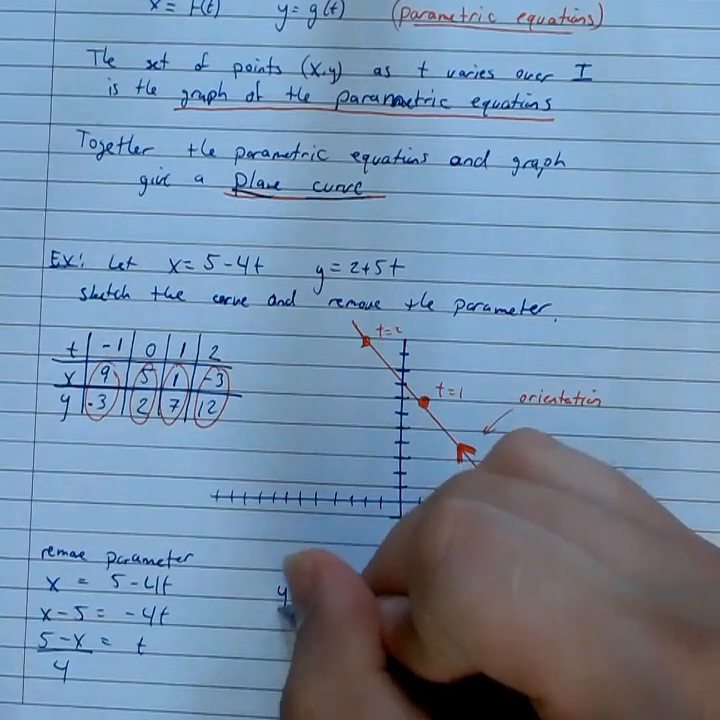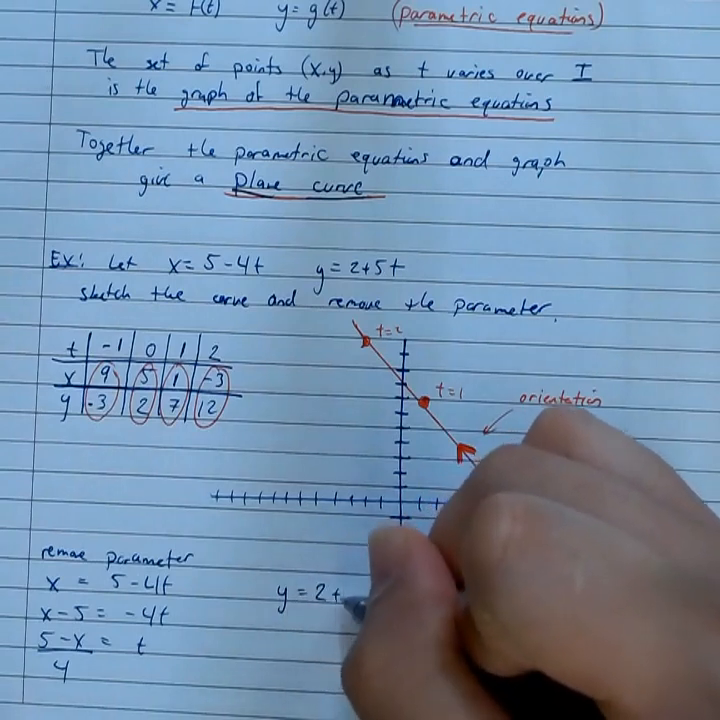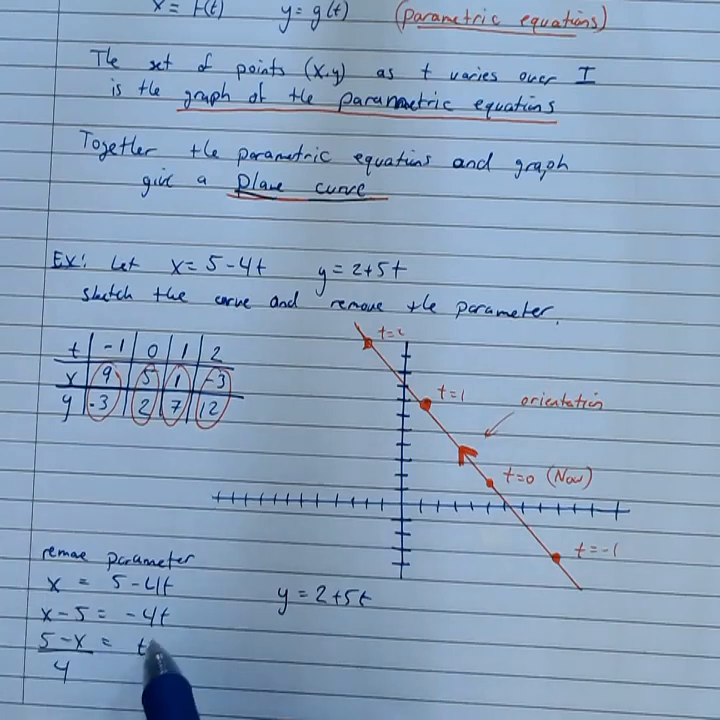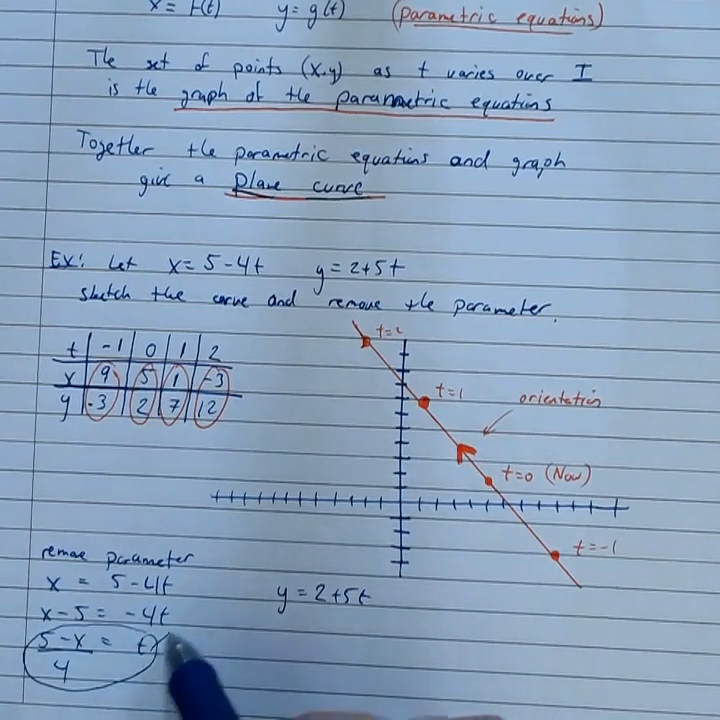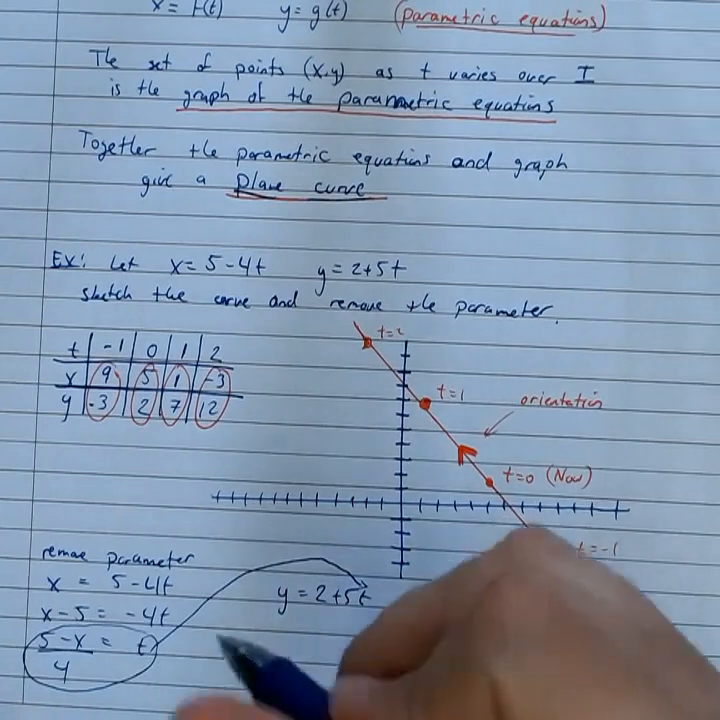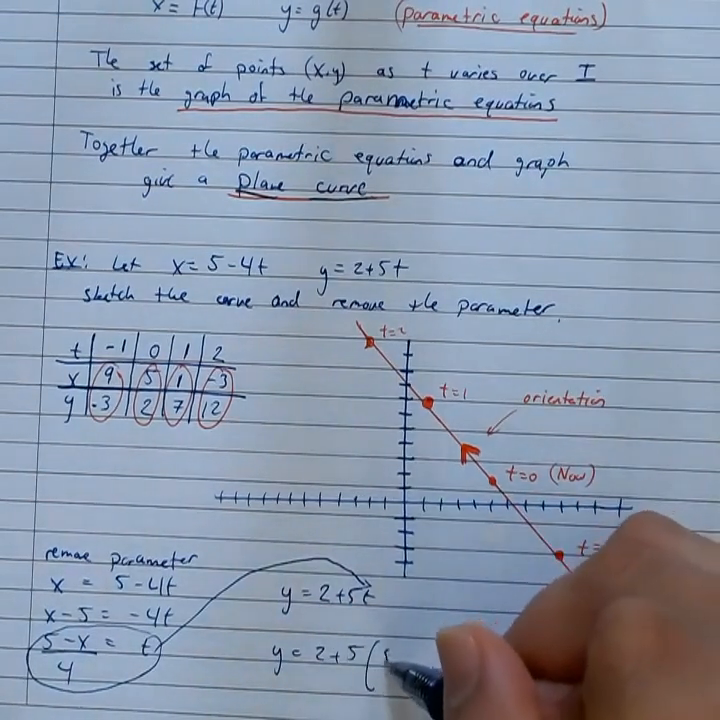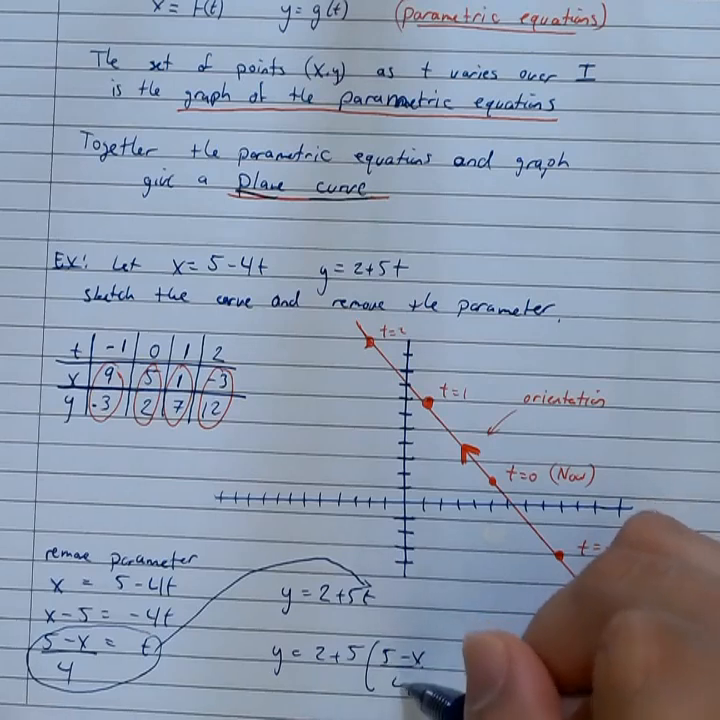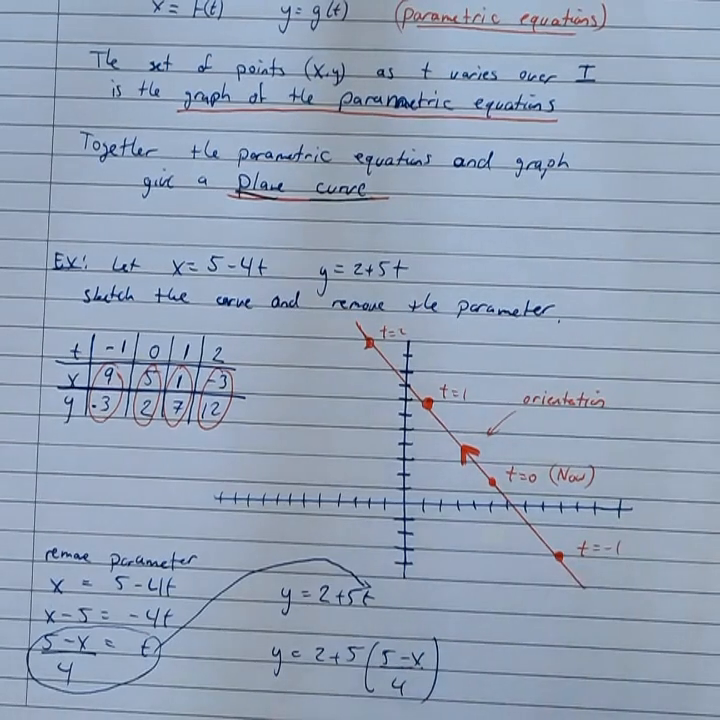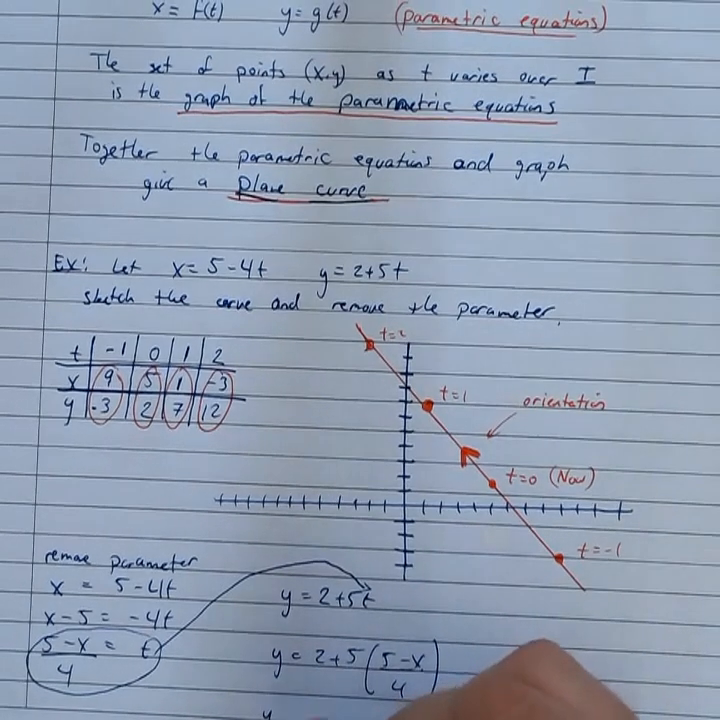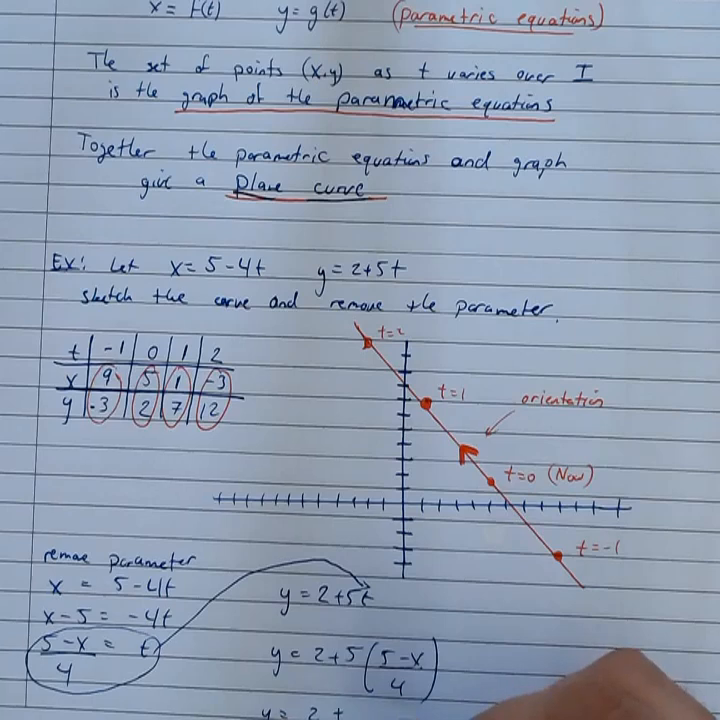Now, you're going to take your other parametric equation, in this case y equals 2 plus 5t, and you're just going to plug it right in. So this will give you y equals 2 plus 5 times (5 minus x) over 4. And now we can simplify. Here we can distribute our 5. So that'll give us y is equal to 2 plus (25 minus 5x) over 4.